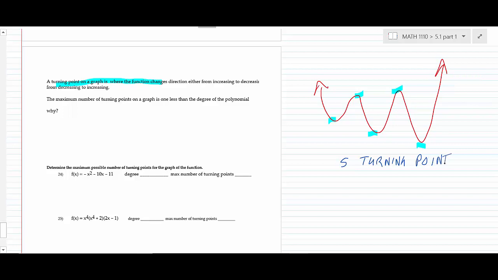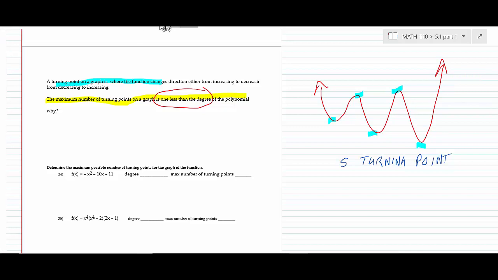This is just kind of a basic thing I want to show you. The maximum number of turning points is 1 less than the degree. It always is. And again, that's not the number of turning points, it's the maximum possible.